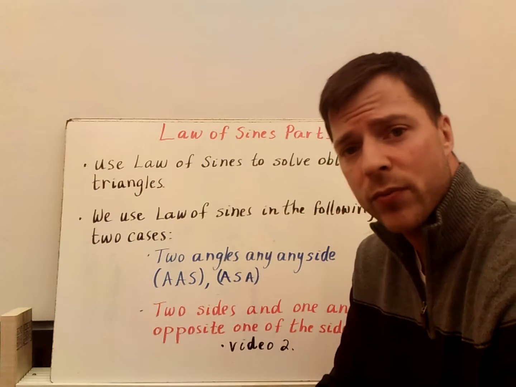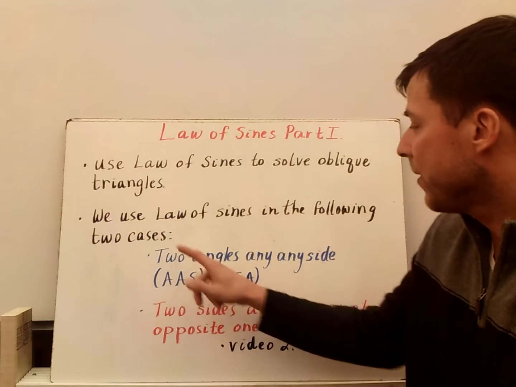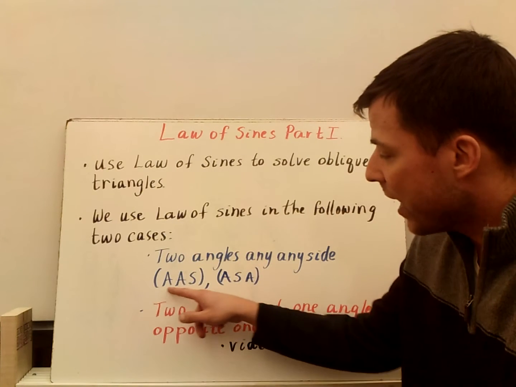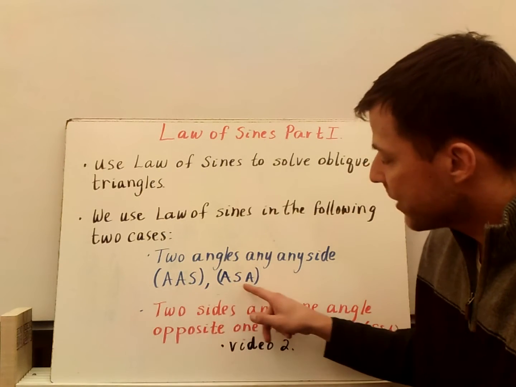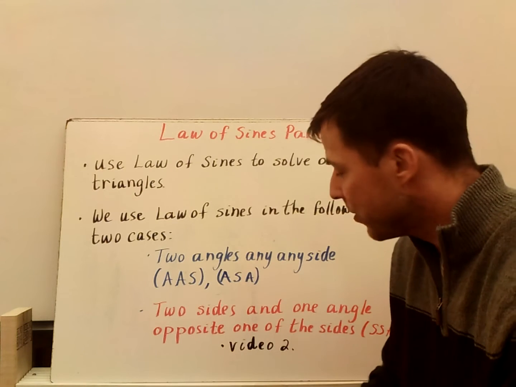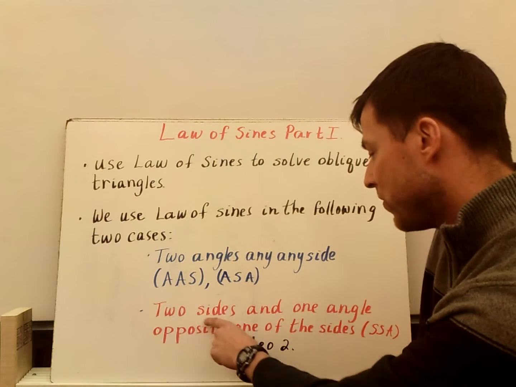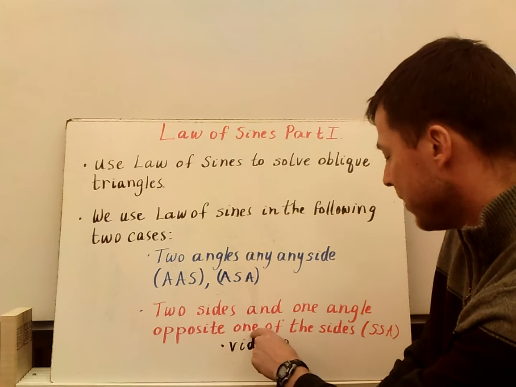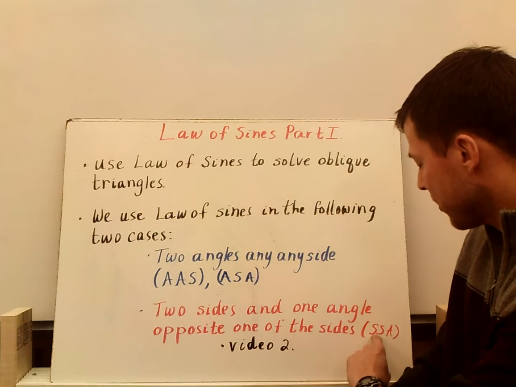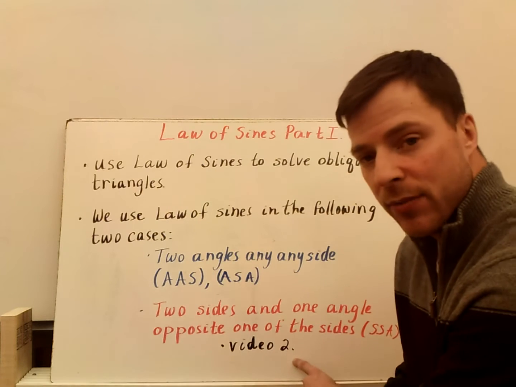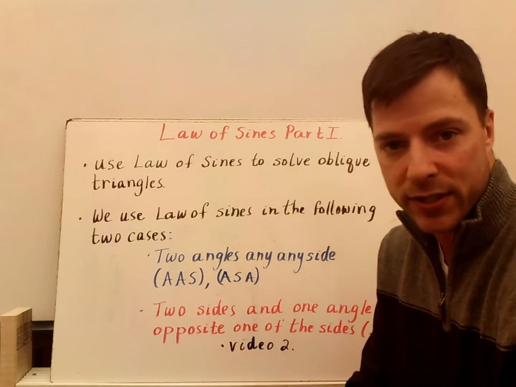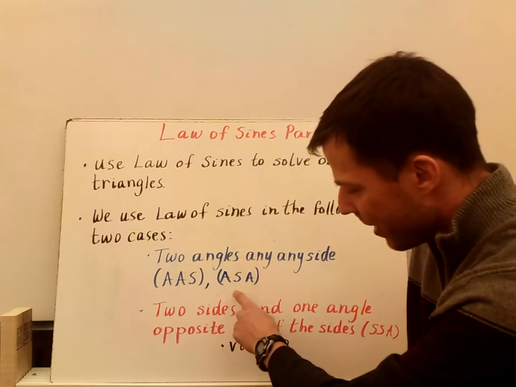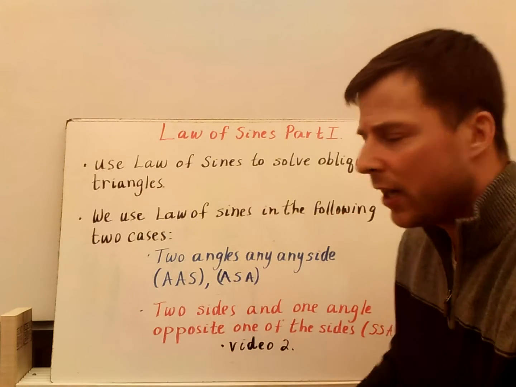Now, there are two cases when we use the law of sines. They are angle, angle, side and angle, side, angle. You should be familiar with that from geometry. The other one is when you have two sides and one angle opposite one of these sides. That's called side, side, angle. That's going to be in video 2. This is called the ambiguous case. There are some things that can happen on this, so we have to devote a special video for that.